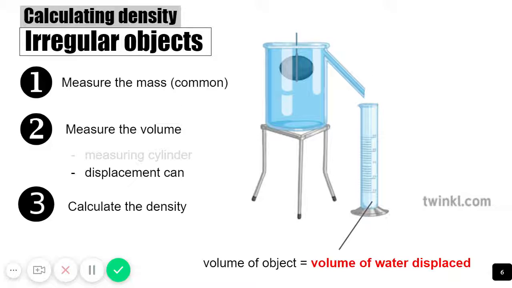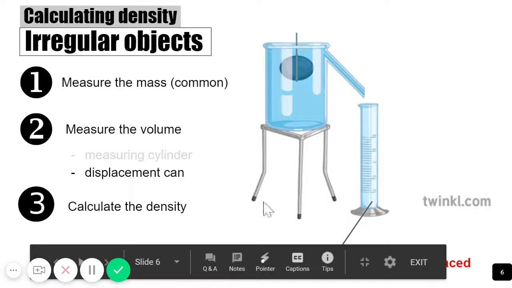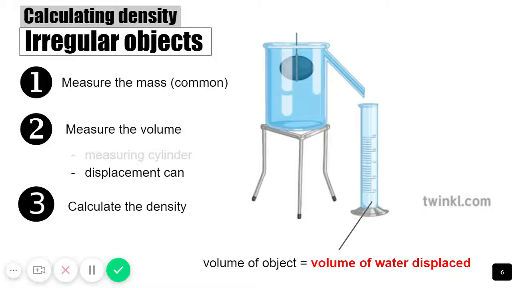Note that from the regular and the irregular objects, the volume that we are measuring is in milliliters, and that's the volume of the water. But we need to convert it into centimeter cube. Remember, 1 milliliter is equivalent to 1 centimeter cube. Once you have done that conversion, you just apply the formula. Density is mass over volume, and you'll be able to calculate the density. But remember this statement here: the volume of the object is equivalent to the volume of the water being displaced.